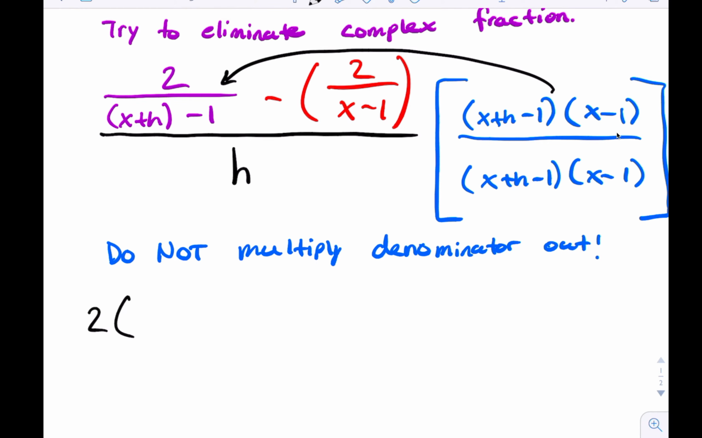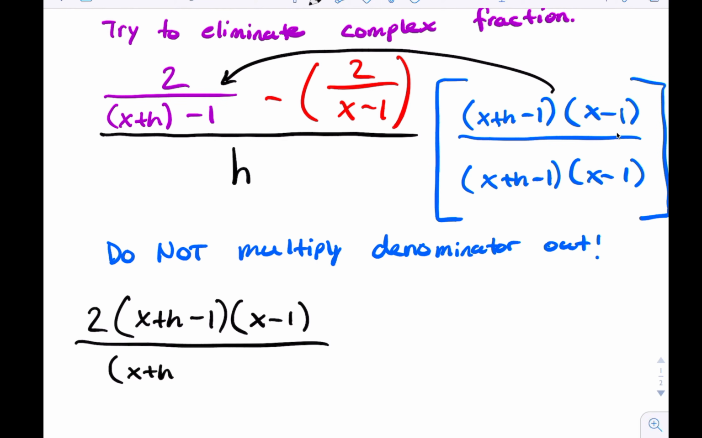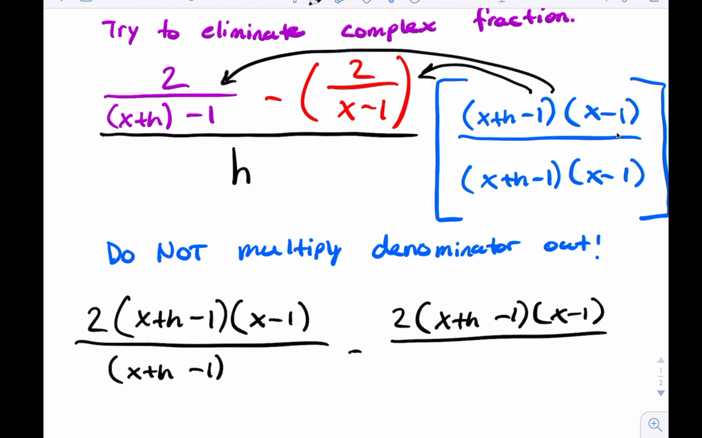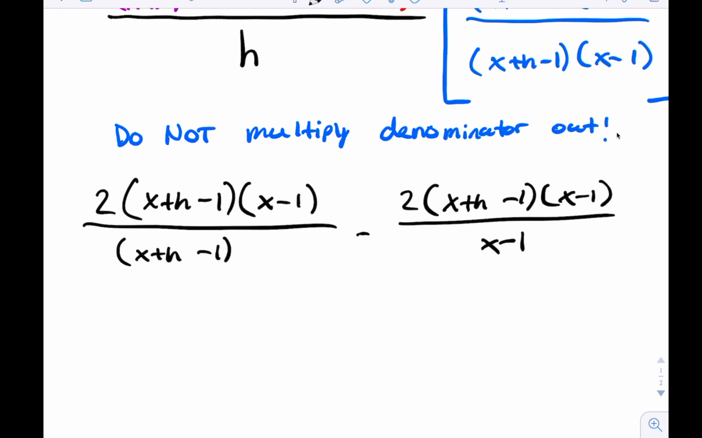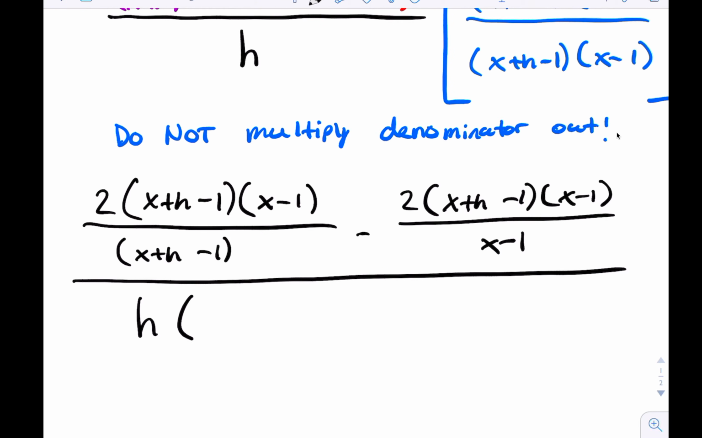So you'll have 2 times x plus h minus 1 times x minus 1 over x plus h minus 1 on the bottom. And then on the second one, again, you're going to have 2 times x plus h minus 1 times x minus 1 over x minus 1. And then your entire denominator now is going to be h times x plus h minus 1 times x minus 1.